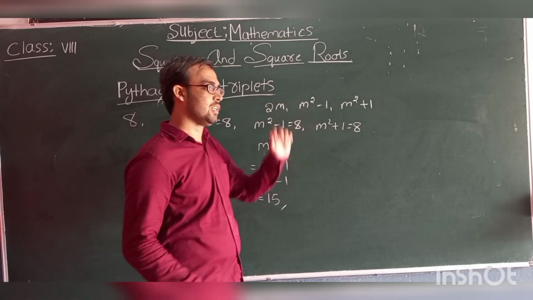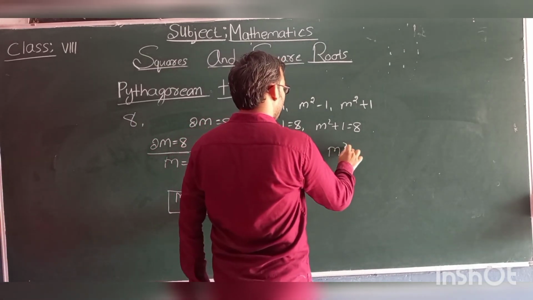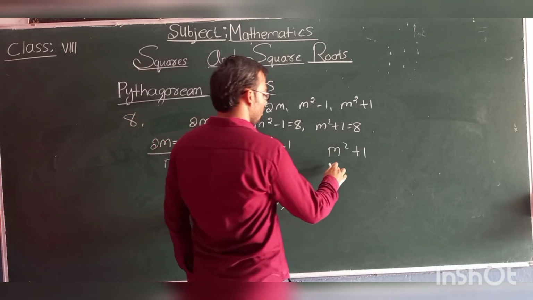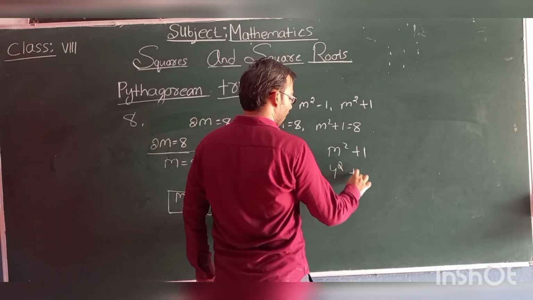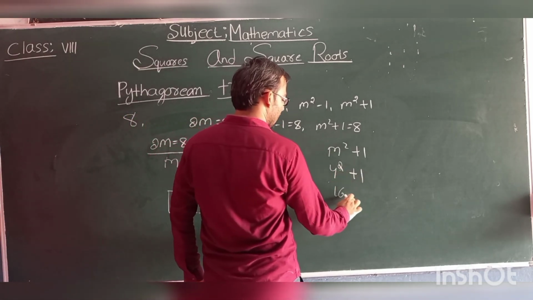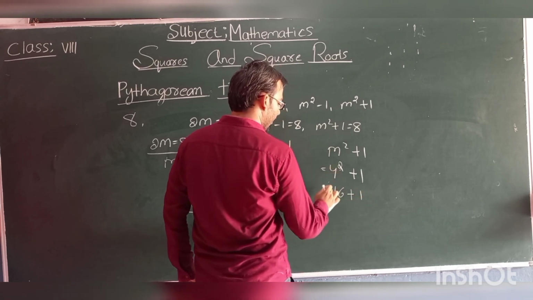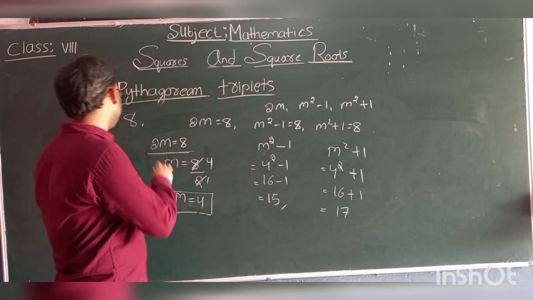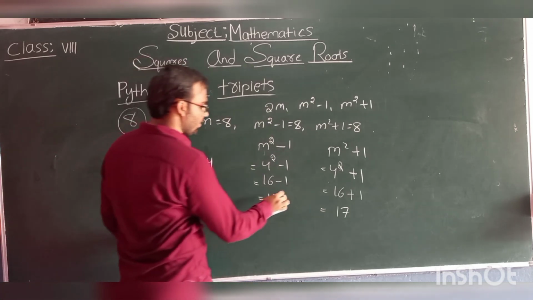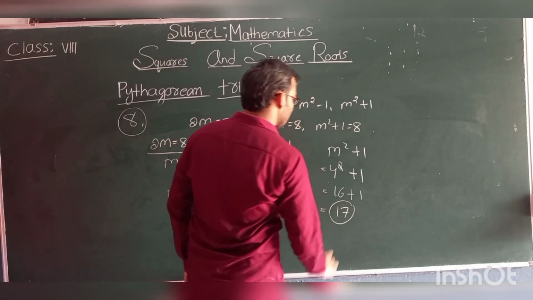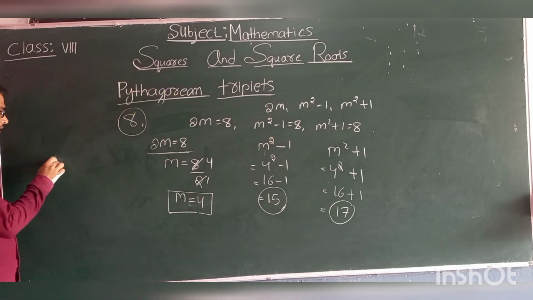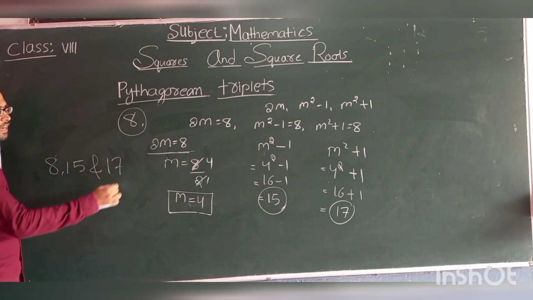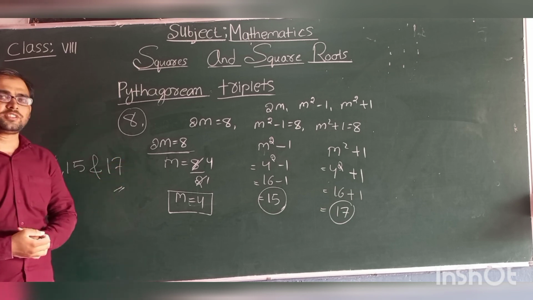Now we will find the third one, that is m square plus 1. And what is m here? 4, so 4 square plus 1. 4 fours are 16, plus 1 is 17. Students, these are 8, 15 and 17. So here 8, 15 and 17 are the Pythagorean triplets.